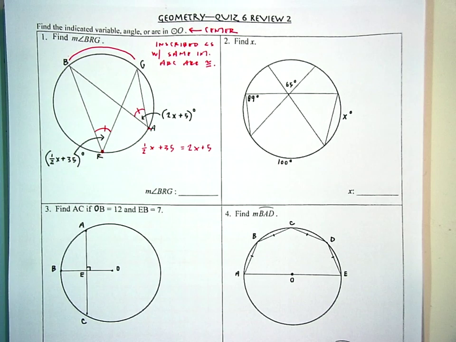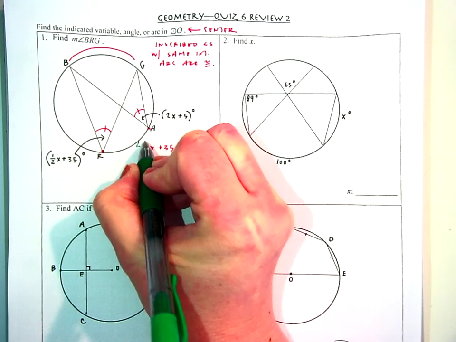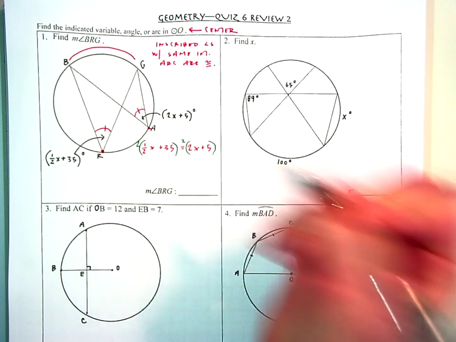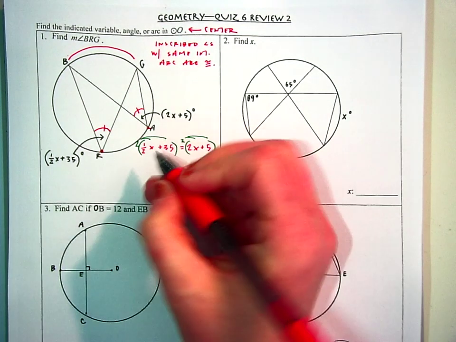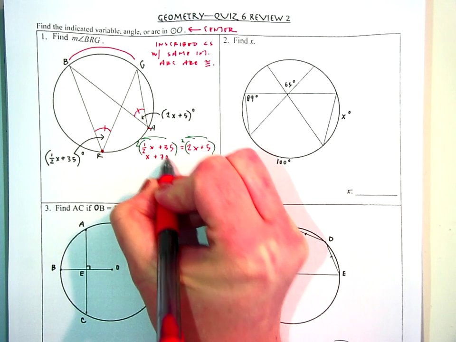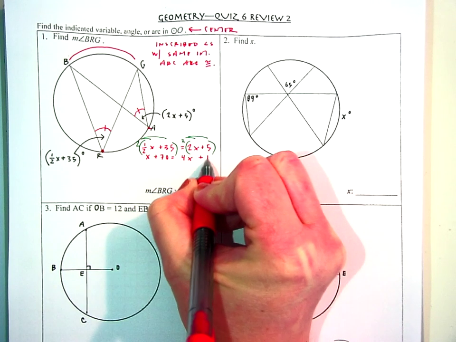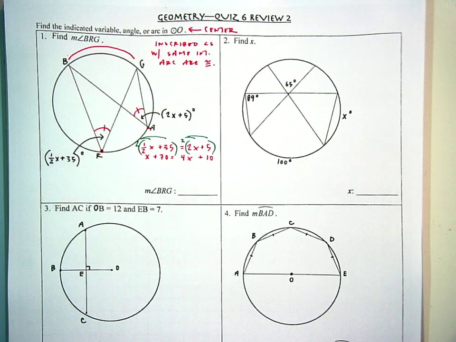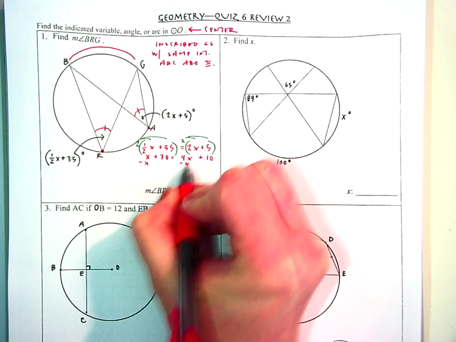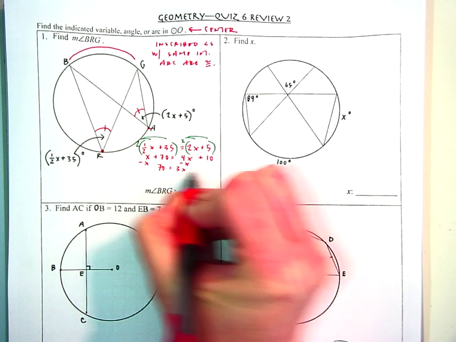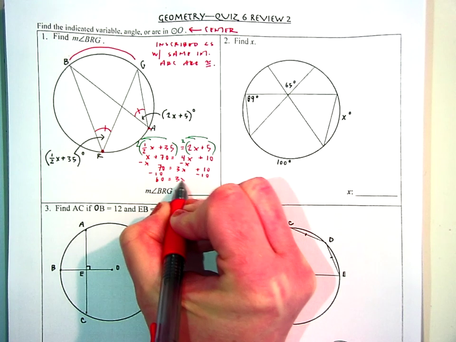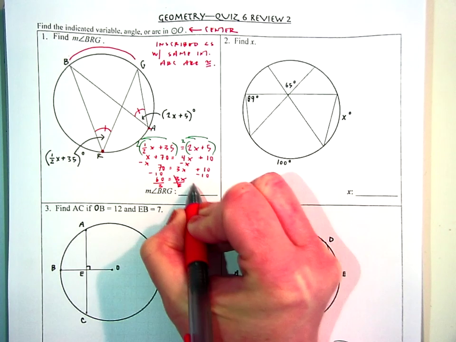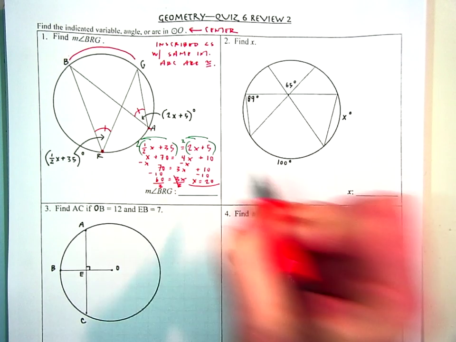Okay, and then from here, I need to clear my fraction. So I'm going to multiply every single term by 2. What I'm really doing here is putting 2 around the package, and then distributing to both of those items. So in my next stage, I have x plus 70 equals 4x plus 10. Now I want to gather my x's on one side, so I'm going to subtract the x over to the other side. 70 equals 3x plus 10. Take away the 10. So 60 equals 3x. Divide by 3, and x has to be 20. Okay, so x is 20.